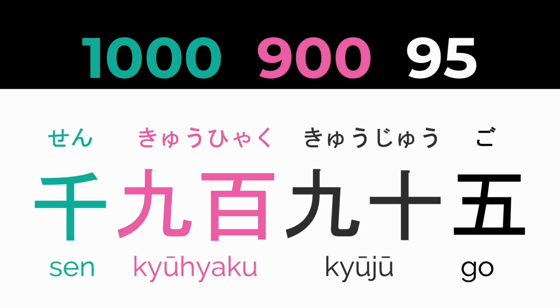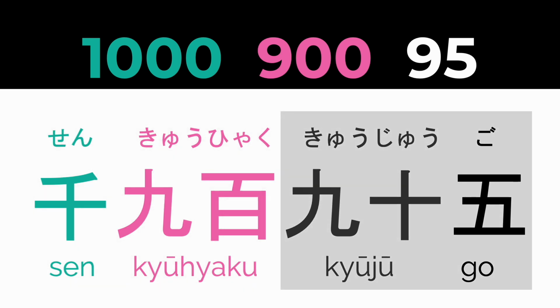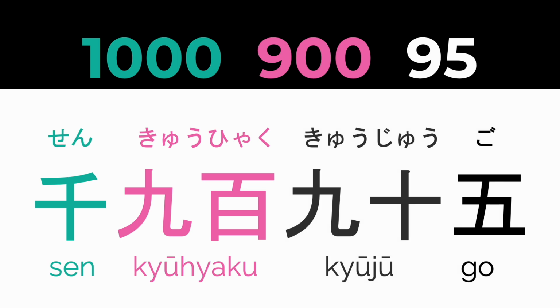In English, when you say 1995, you naturally break it into two parts, 19 and 95, in conversation. However, you could also say one thousand nine hundred ninety-five, right? Japanese operates in a similar manner. 1000 is either sen or isen. Isen is a combination of ichi and sen. But for now, let's stick with just sen to keep it simple. 900 is kyuhyaku and 95 is kyujugo. 1995.